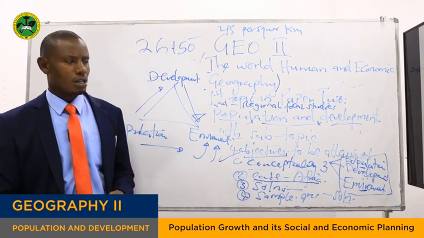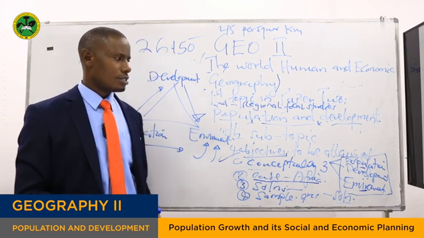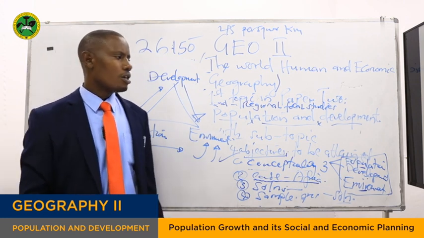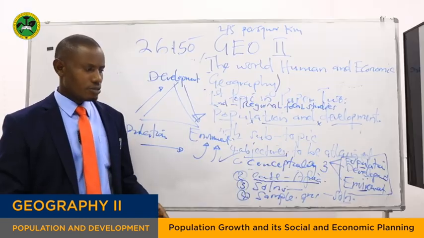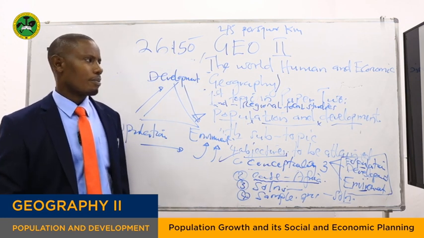But number two, as a problem facing the African populations, is a high rate of unemployment. This is common both in rural and urban areas. The persistence of these problems results in a high level of poverty due to the high rate of dependence, thus lowering the standard of living. This can be observed in Tanzania due to the low level of industrialization and few jobs created, which for the time cannot satisfy the people. But again, there are so many measures in place trying to address the problems.